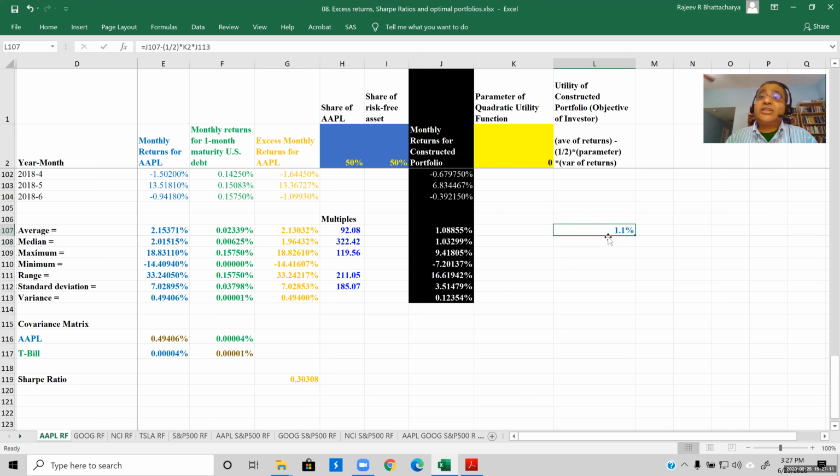This gives you the expected utility of this particular portfolio, consisting of 50% share of Apple and 50% share of the risk-free asset if the parameter of the quadratic utility function is 0. What is 0 once again? It's a perfectly risk-neutral investor.